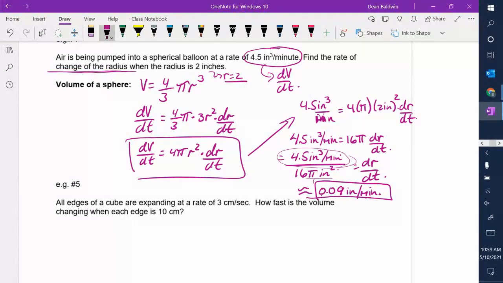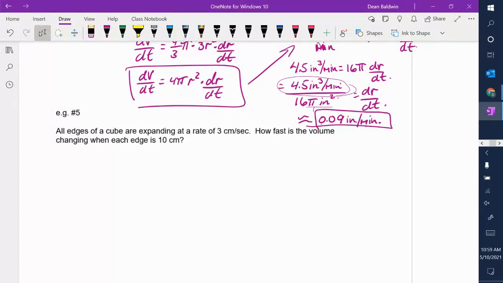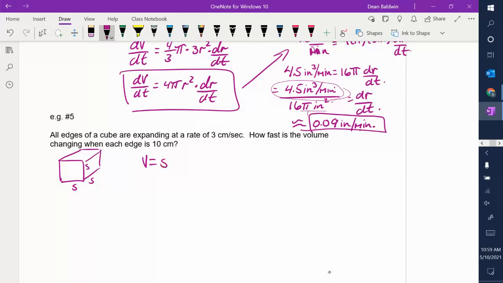All right, one more. All edges of a cube are expanding at a rate of 3 centimeters per second. How fast is the volume changing when each edge is 10 centimeters? All right, we have a cube. What's the formula for volume of a cube? It's just whatever the side is cubed, right? So s cubed. And it's a cube, so all sides are the same. So that's why I just called them s, not length times width times height.